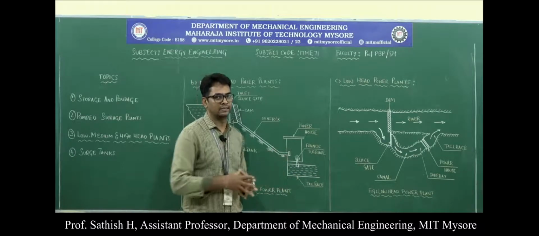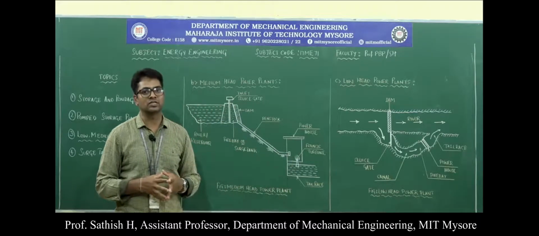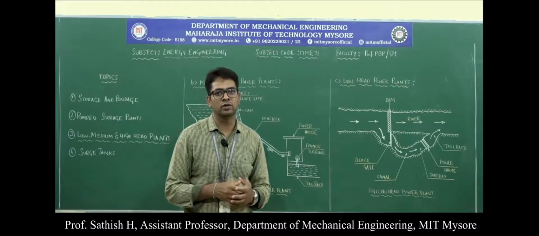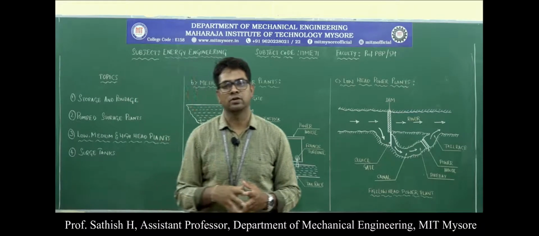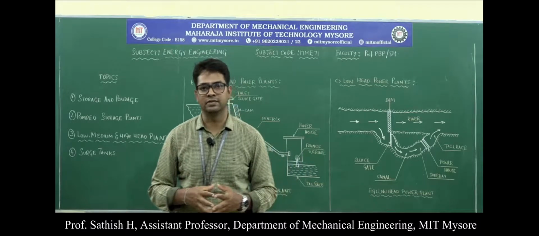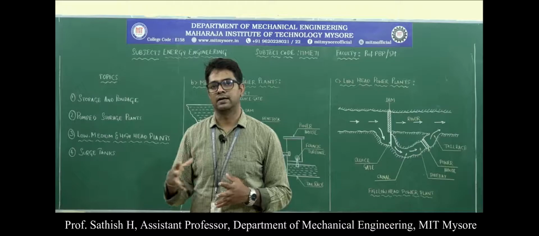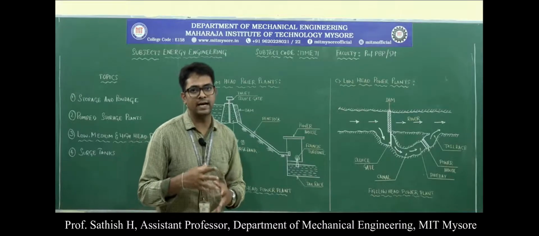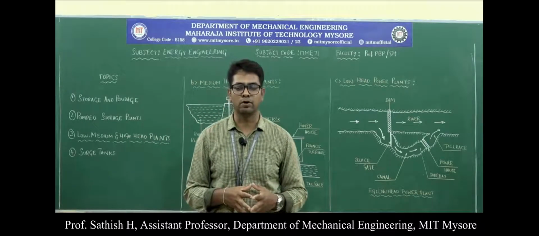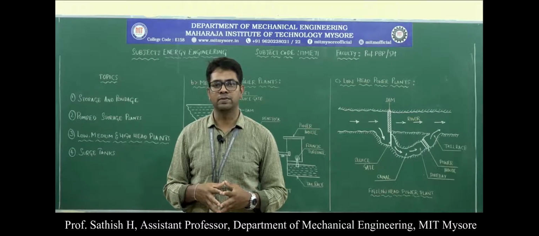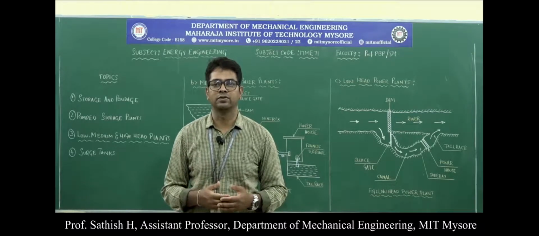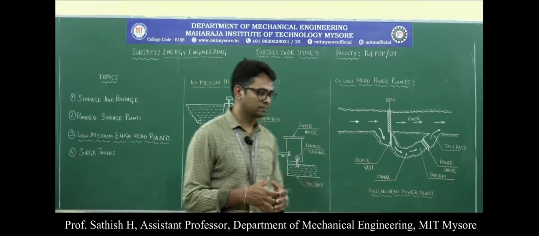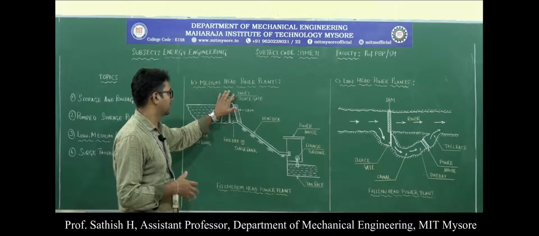So that is about the construction and working of a medium head power plant. Two important points to remember in this case: the first one is the head available is 30 meters to 100 meters, and the forebay which is provided before the dam acts as a surge tank. One more important point is the type of turbine that we use in medium head power plants, which is the Francis turbine. So that is about the medium head power plants.